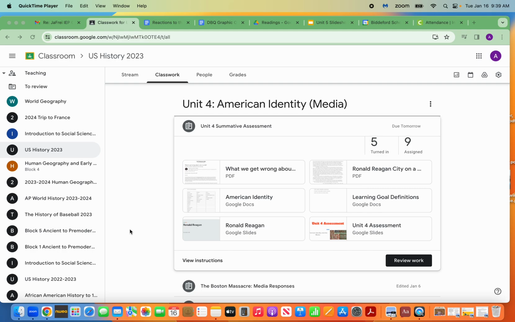I'm going to walk you through the steps required to complete the Unit 4 summative assessment. You will see the Unit 4 summative assessment under Unit 4 in Google Classroom. There are several documents attached. The idea of what you have to do specifically is in this Unit 4 assessment slideshow.